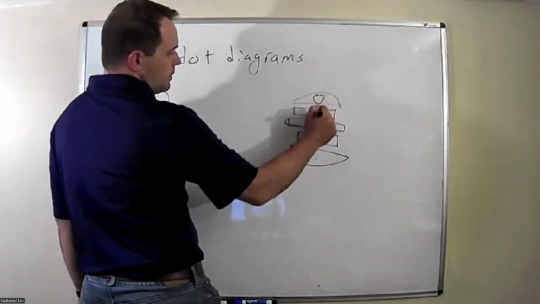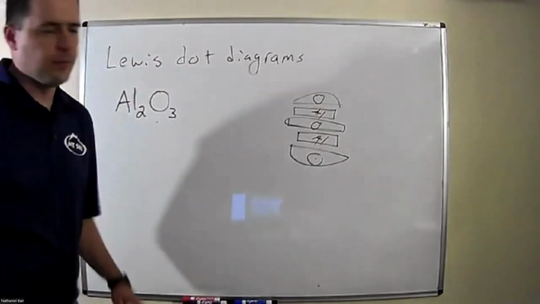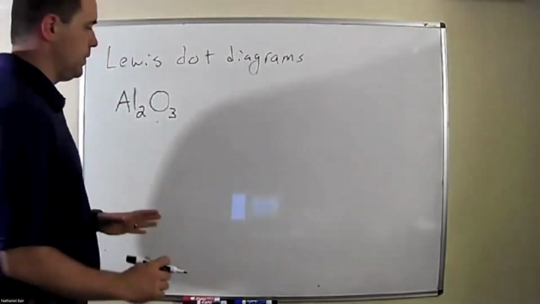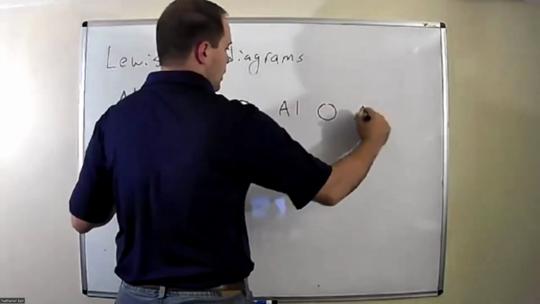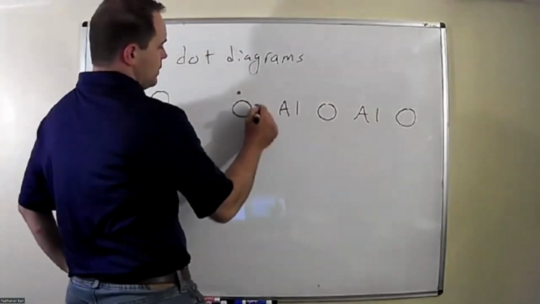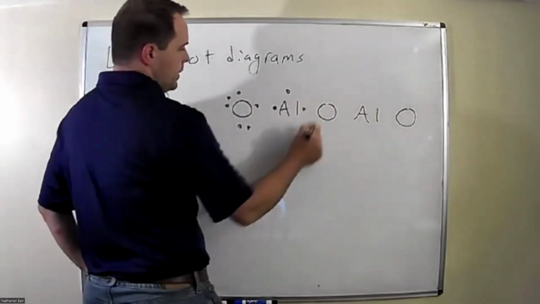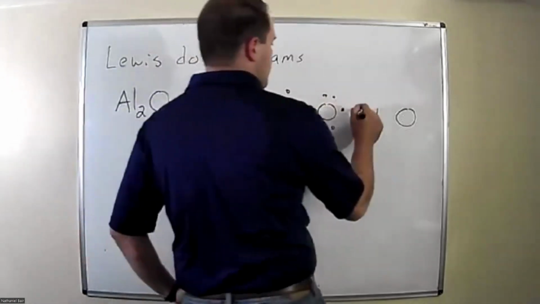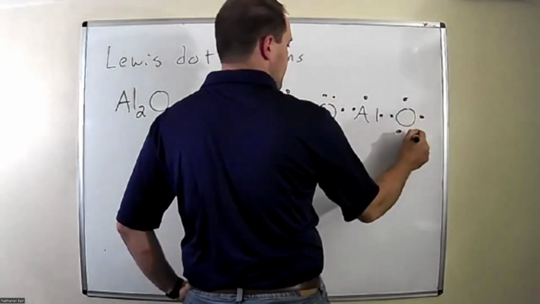So it's going to be like oxygen, aluminum, oxygen, aluminum, oxygen. That's how you got to set this thing up, left to right. That's the key to the whole molecule here. So we're going to do an oxygen, aluminum, oxygen, aluminum, oxygen. Oxygen's got 6 electrons. Aluminum's got 3. Oxygen's got 6. Aluminum's got 3. Oxygen's got 6.